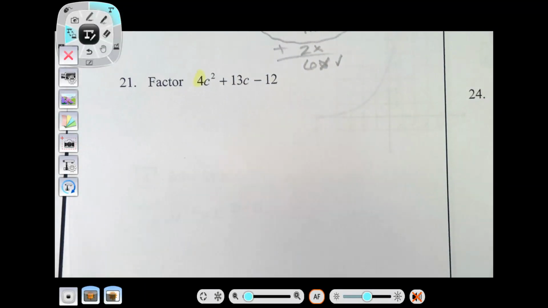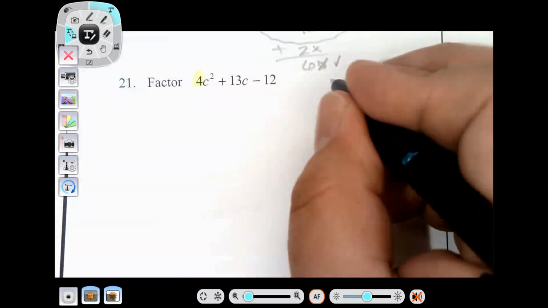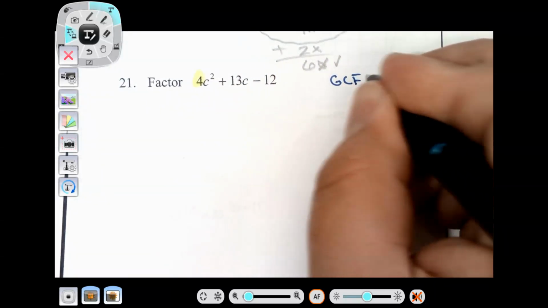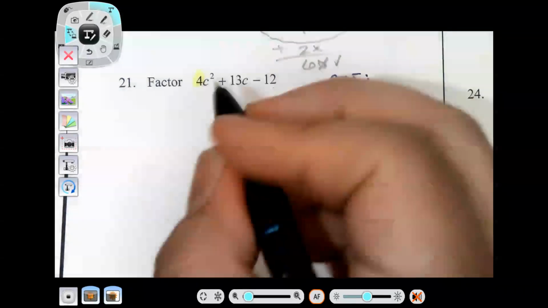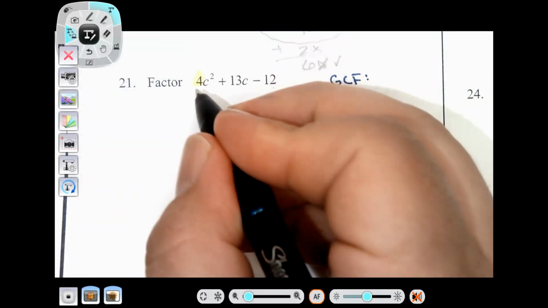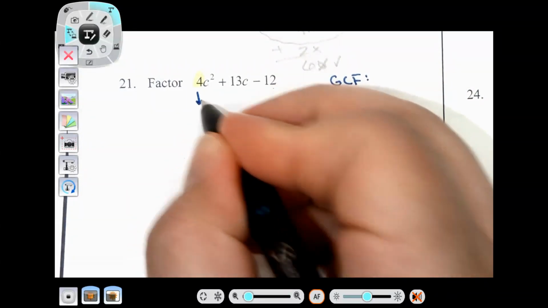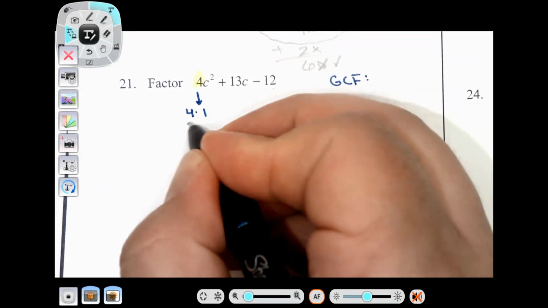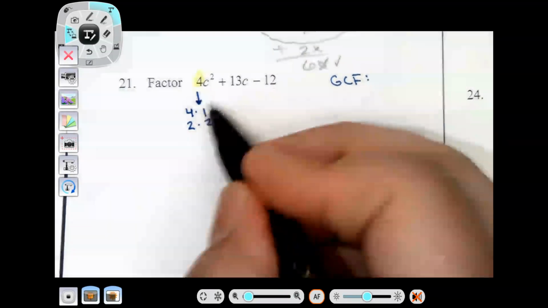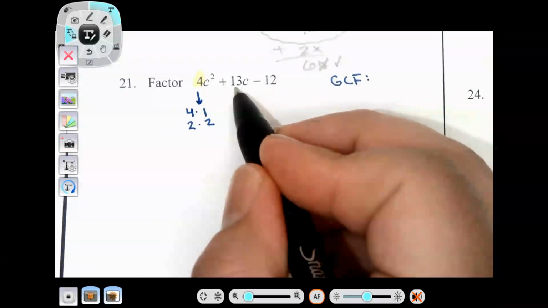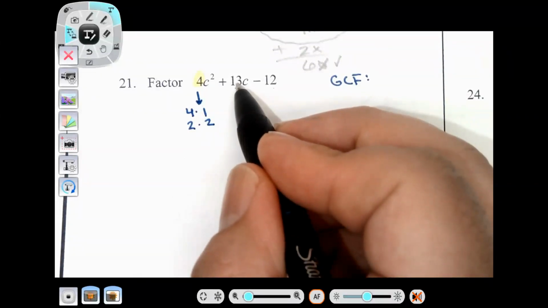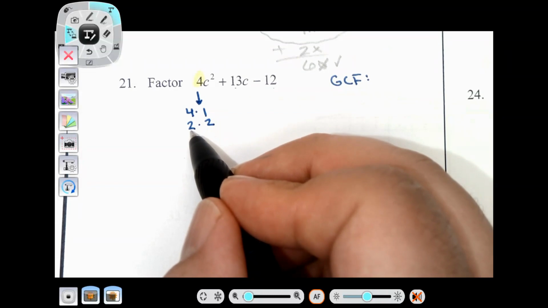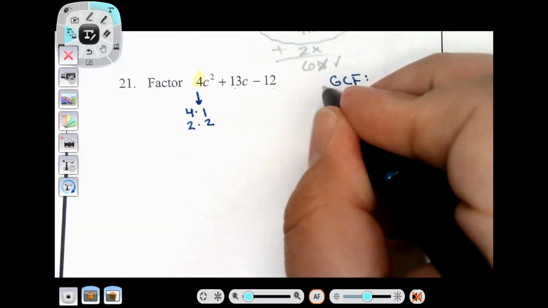So when I look at my list, I'm looking at GCF first. Now, there's no letter, so there's no letter in my GCF, but there's a 4. So what divides a 4? Look, I can even make a list here. 4 times 1, 2 times 2. All right, 4. Well, 13 can't be divided by 4, so that's not going to work. 13 can also not be divided by 2. All right, well, then that means there is no GCF.